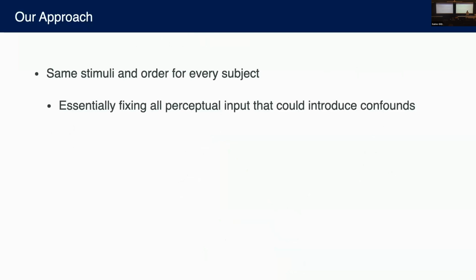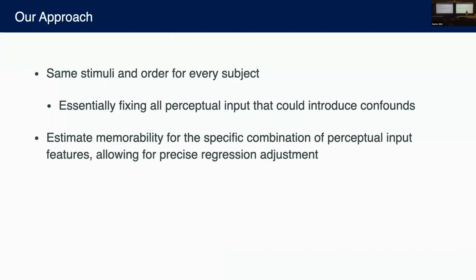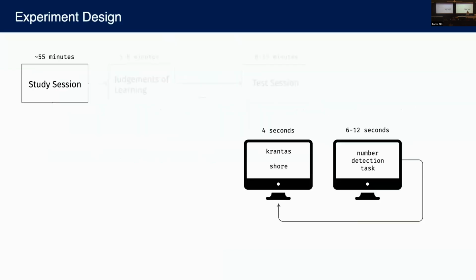And so I'm not going to have any time to do this, but basically we're going to fix all of our perceptual input that can introduce confounds, and then try to estimate the memorability of specific combinations of perceptual input features, and then use a regression approach to adjust.